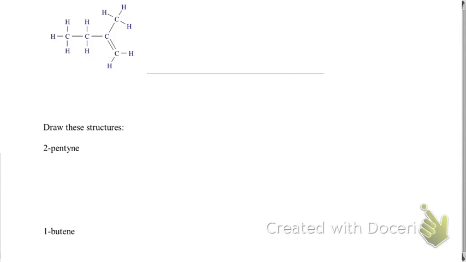Alright, so our next structure presents us with an interesting problem. We can either choose, and we can't really choose at all, but we could choose to not have our double bond in the chain at all. But that is never okay. You must always choose the chain that has the double bond in it, even if the other chain is longer.